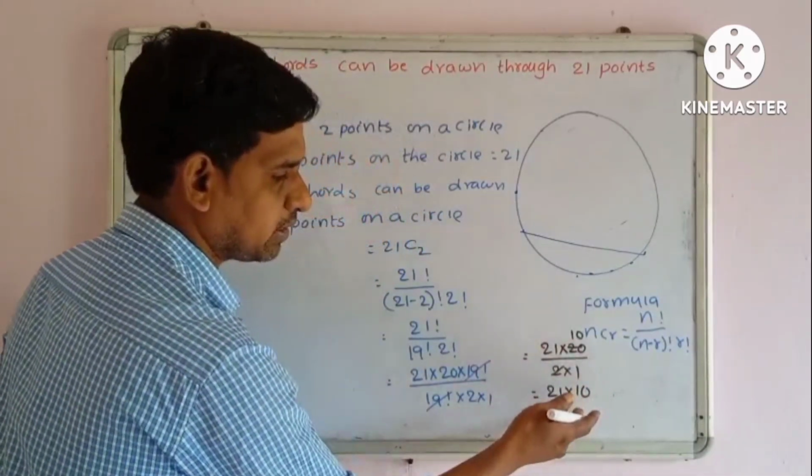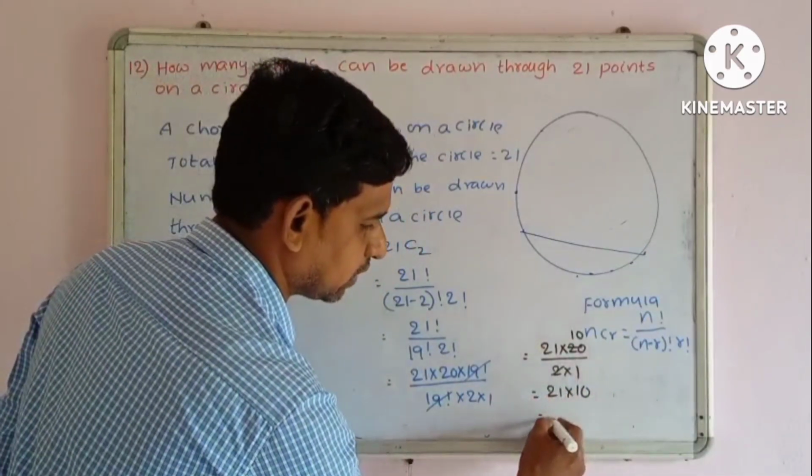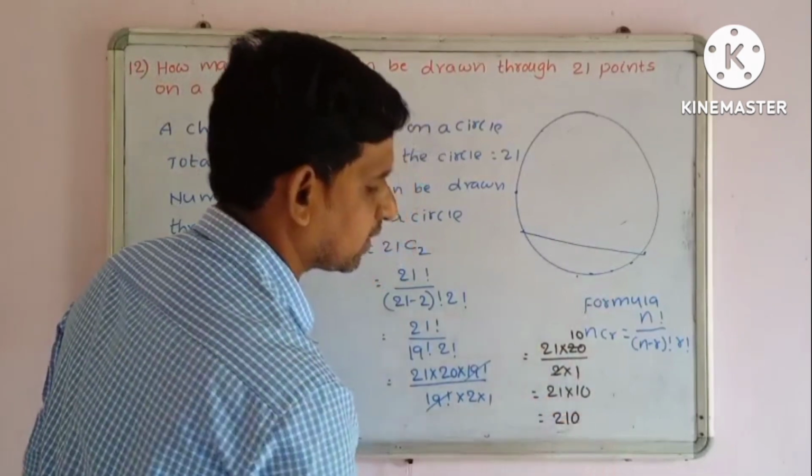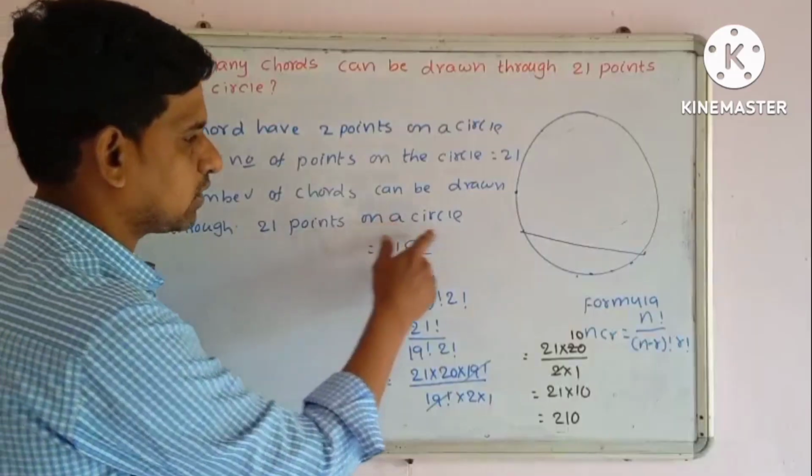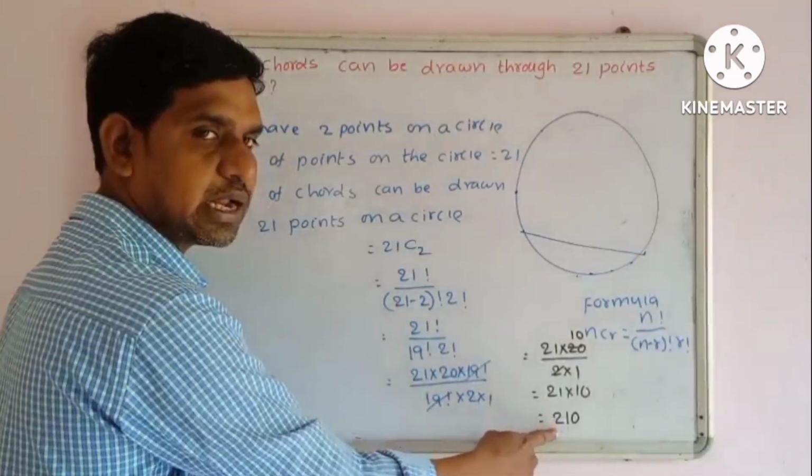21 into 10 by 1 is 21 into 10 only. So 21 into 10 is 210 chords. Therefore, the number of chords that can be drawn through 21 points on a circle is 210.